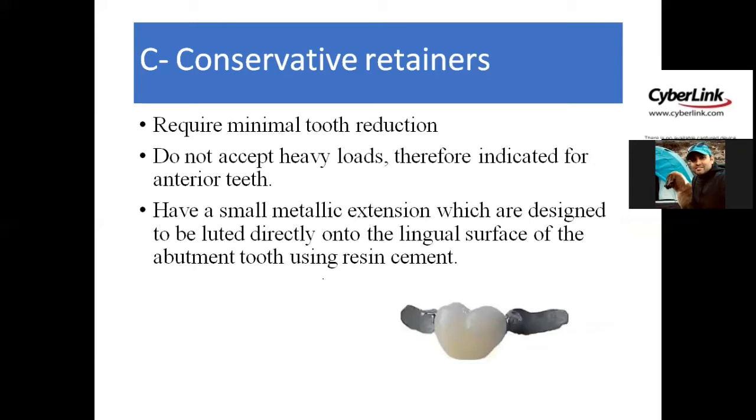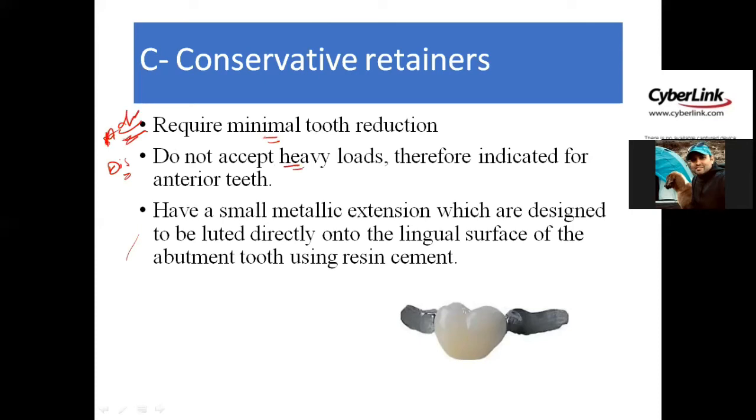Then come to your conservative retainer. They require minimal tooth reduction preparation, for example, acid etch. These dentures cannot accept heavy occlusal loads and are primarily indicated for anterior teeth. Right? They have small metallic extensions which are designed to be luted directly onto the lingual surface of the abutment teeth using a resin cement. The advantage is that they require minimal tooth reduction, but there are various disadvantages also.